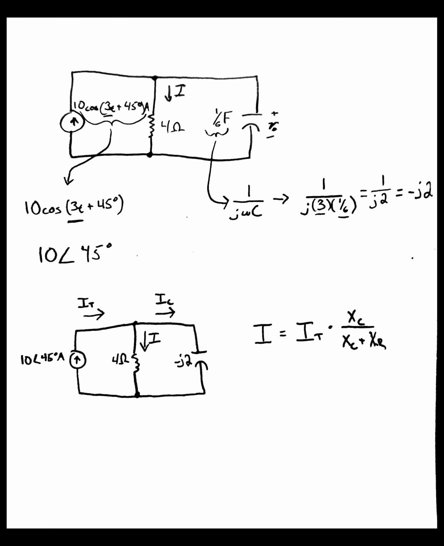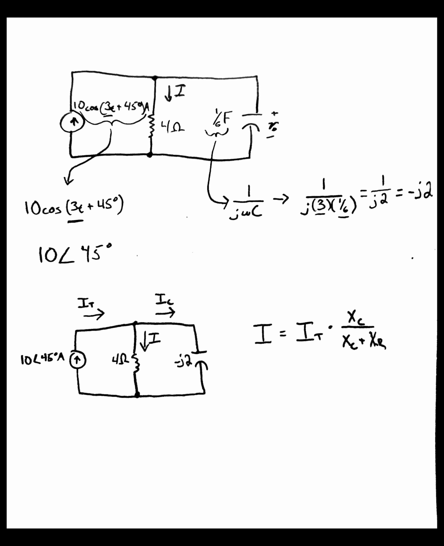So I can use the current divider to find I. And if you remember correctly, the current divider rule that we learned back when we were doing DC was the total current times the resistance of the opposing branch divided by the resistance of the branch we want to find plus the resistance of the opposing branch. That's the total current multiplied by the resistance of the opposing branch divided by the total resistance in the circuit. In this case, we're having to deal with reactance. So it's going to be the total current times the reactance of the opposing branch divided by the total reactance.